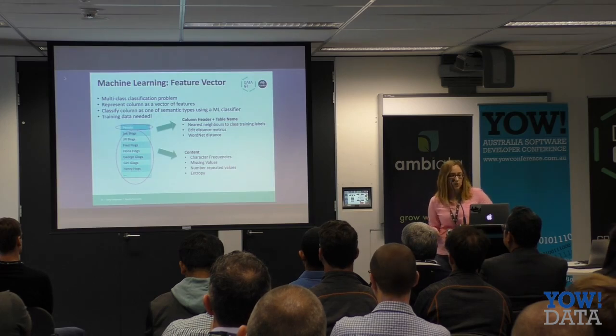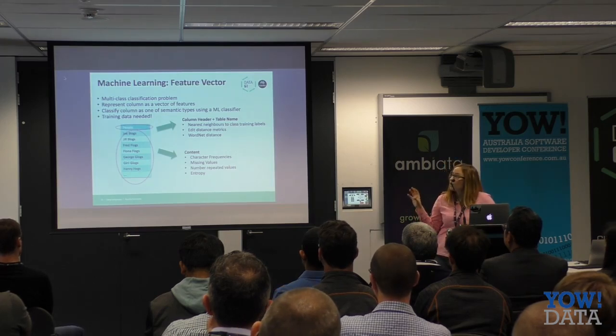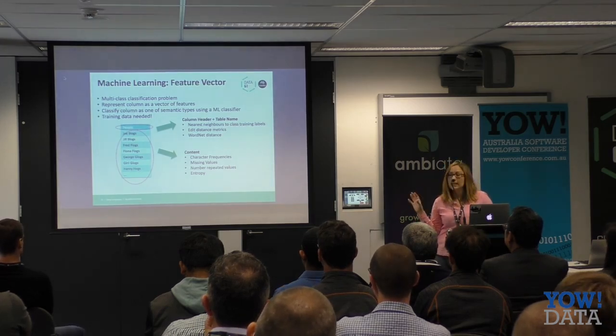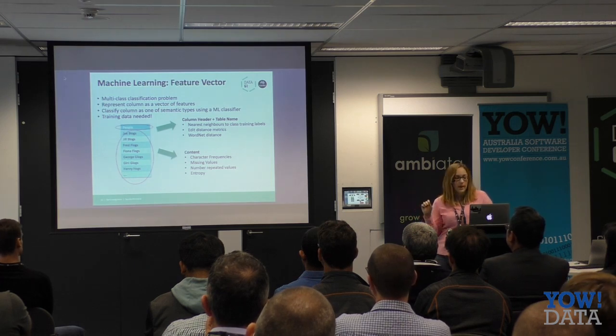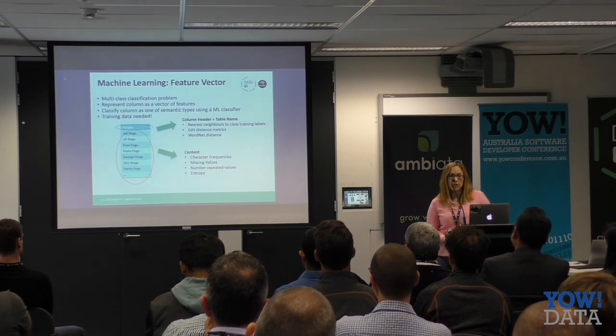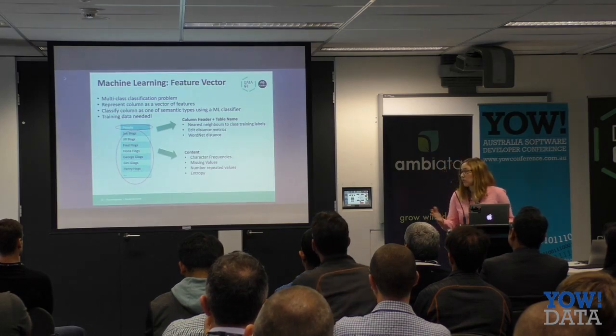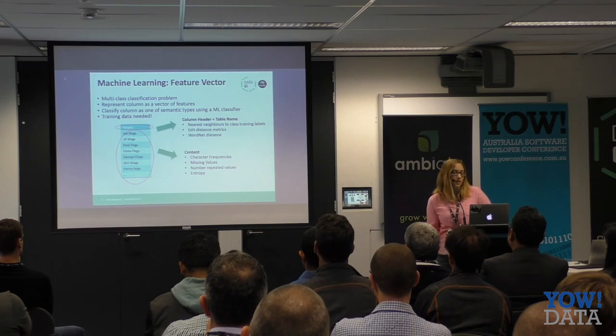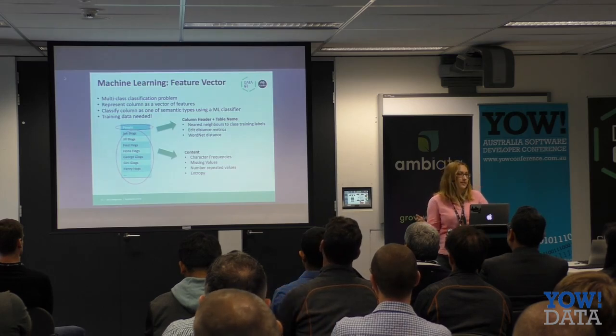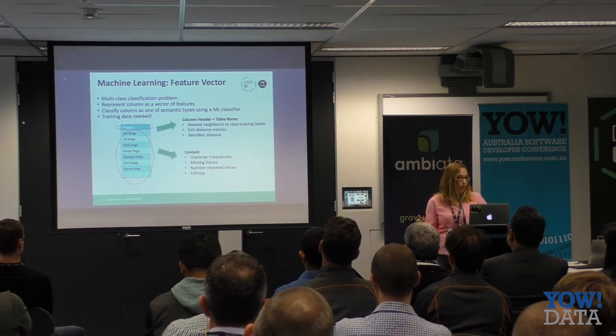The other set of features which we developed are content-based. So we're looking here at the exact values which are in the column. The features which we use are based on character frequencies, the amount of missing values in the column, the number of repeated values, and the entropy overall of the column.